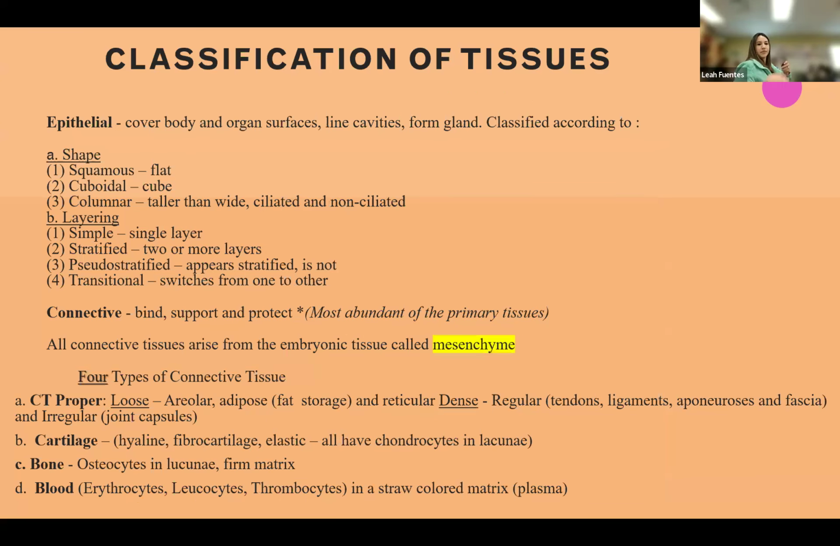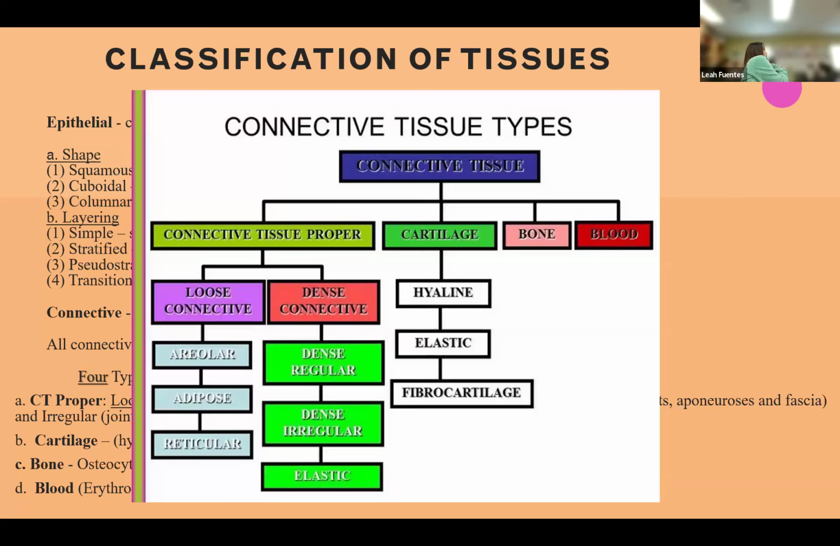Okay. So like I said, we have dense regular. This is found in tendons, ligaments, which makes sense that it's really dense because we want our ligaments to be stretchy, but also really strong. And then irregular are found in the joint capsules, which we get into in the next unit, but you do need to know irregular dense tissue. And then the elastic tissue, where these are found.